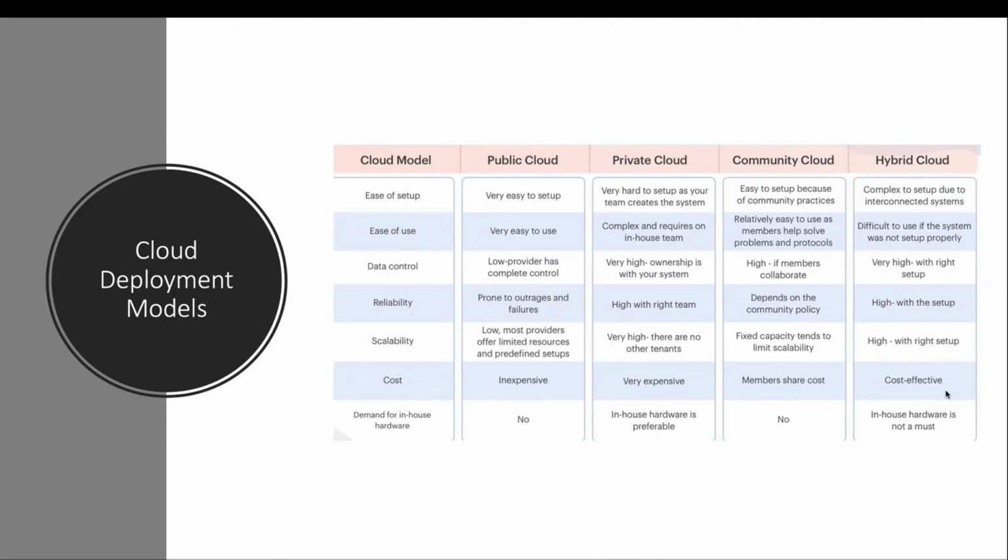Demand for in-house hardware, there is no demand here in case of public and in case of community. But in case of private cloud, in-house hardware is preferable. Hybrid cloud, in-house hardware is not a must, but sometimes you need to procure it, because all the load that is there, whenever there is need of any hardware, you push it to your public cloud and you manage services there, right? So these are various different cloud deployment models that actually you need to consider when you are architecting your cloud environment.